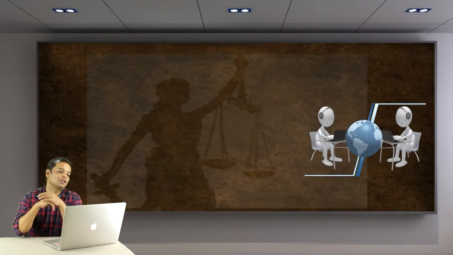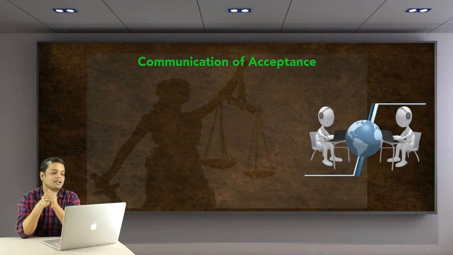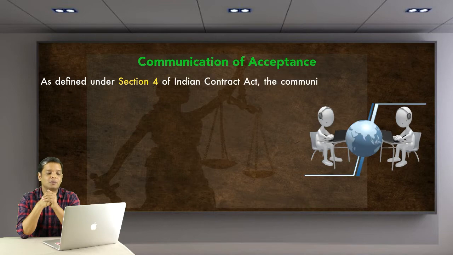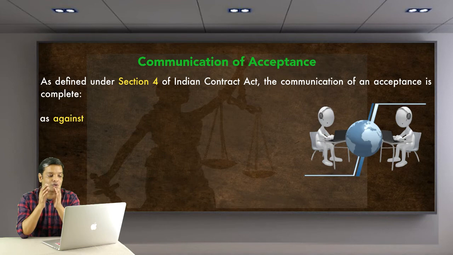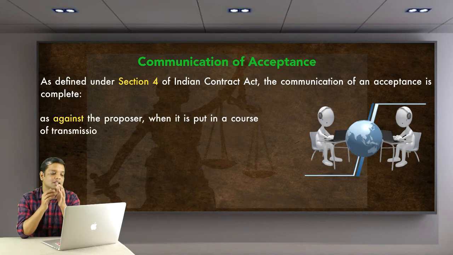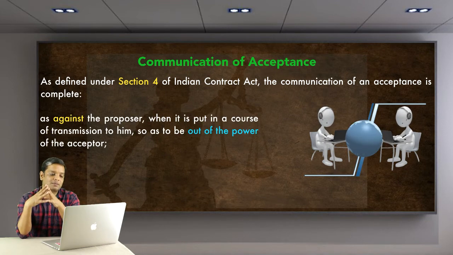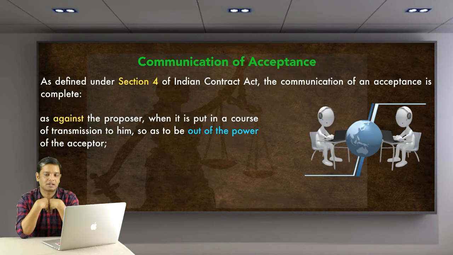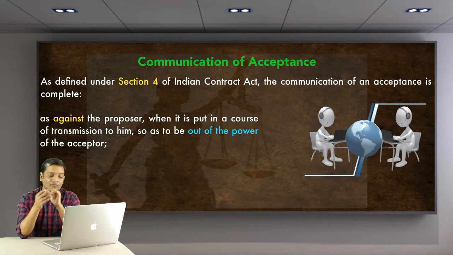Next one is communication of acceptance. As defined under Section 4 of the Indian Contract Act, the communication of acceptance is complete as against the proposer when it is put in a course of transmission to him so as to be out of the power of the acceptor. So once you, being an acceptor, replied, yes, I am ready, from your side, communication is done. Now you cannot do anything.